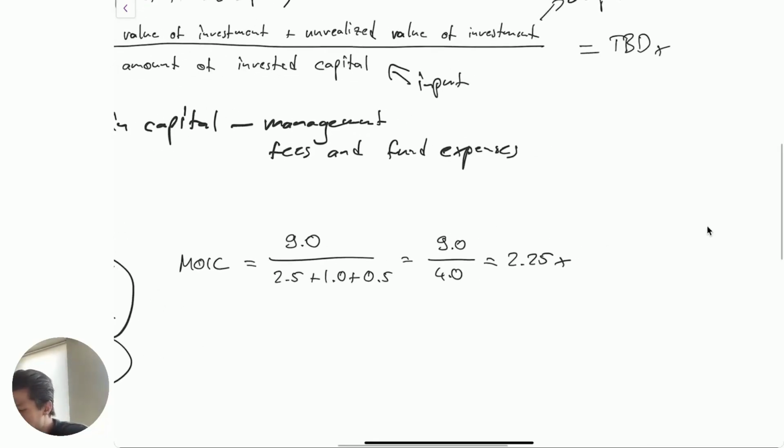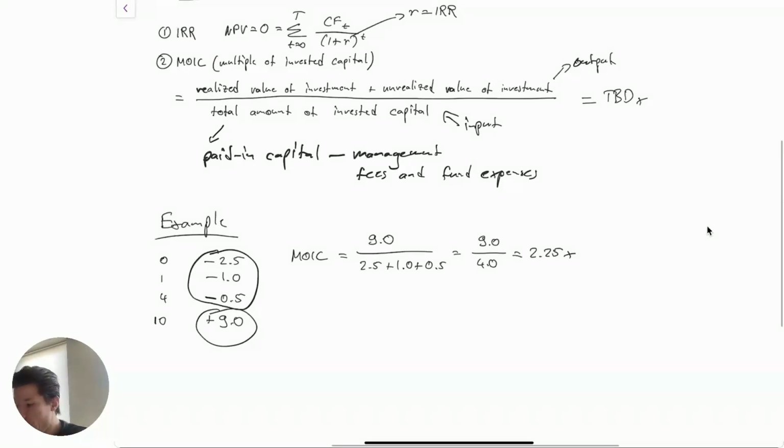Here it looks like you have received more than double what you have put in, which sounds great, but if it takes you 100 years, it's quite long. Yeah, so here MOIC, multiple of invested capital, does not take timing into consideration. That's why IRR is a better indicator.